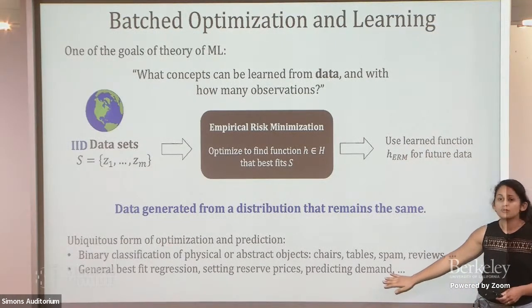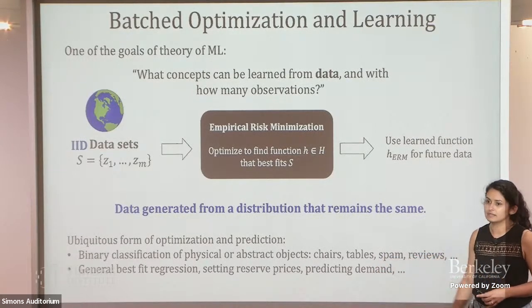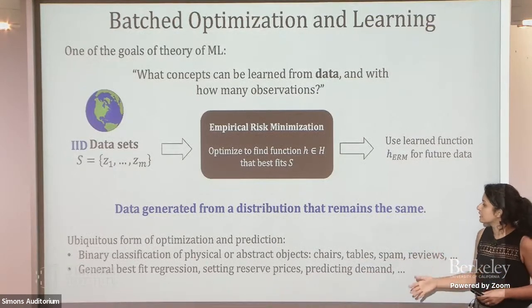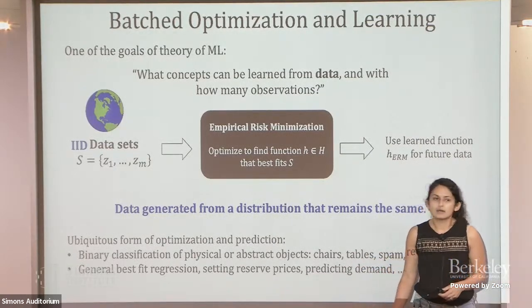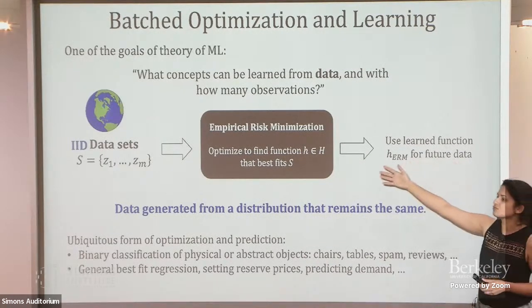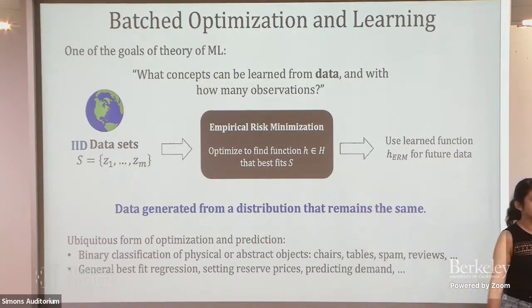Or you might be more comfortable thinking about general best-fit type regression functions. For example, I want to be able to predict demand, or I want to learn or predict how to set reserve prices. These are all prediction tasks. And as long as we think the world is a stochastic world where data sets are generated IID, we have used this formula of taking a data set and optimizing something over it to essentially learn and optimize.